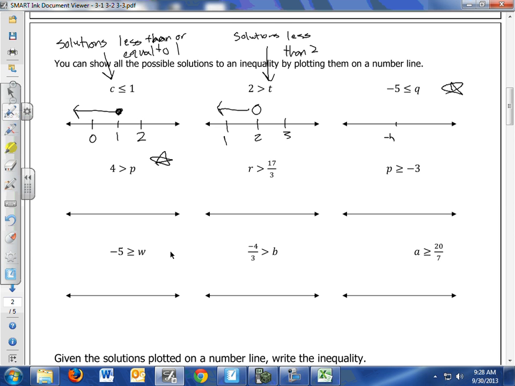Starting with your number line, what would be a number less than -5? -6, not -4. -4 is actually greater than. Okay? Read this one from right to left. Plot your solutions. Same with this one. I'd start with 4. Read this from right to left. Plot your solutions.